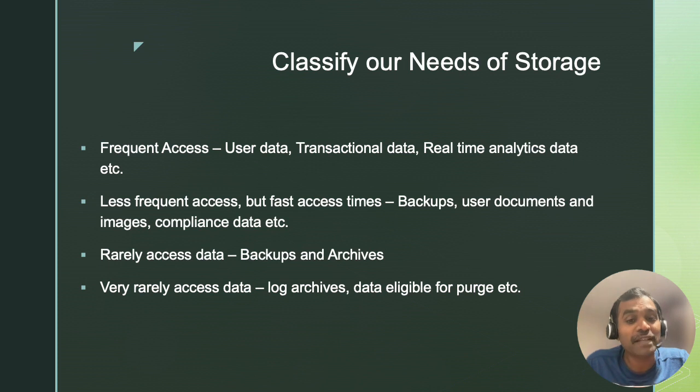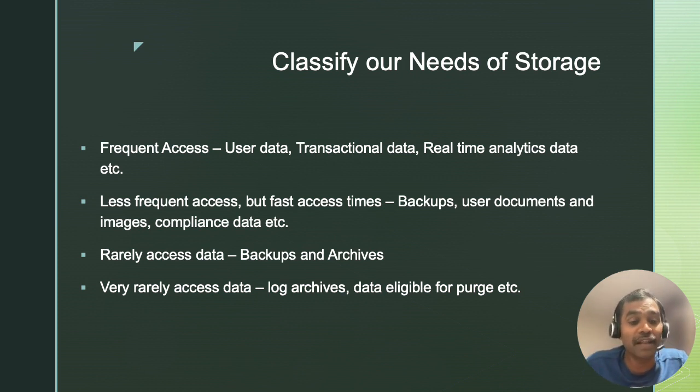Less frequent access but faster access times. What does it mean? For example, in day-to-day life, we take photos, but are we seeing them often? No. We may be seeing them after a year to see the memory, but if there is a delay to download the photo and see it, are you interested? No, right? That's where we need less frequent access, but faster access time. Like here we need low latency. High throughput would be, low throughput would be okay.